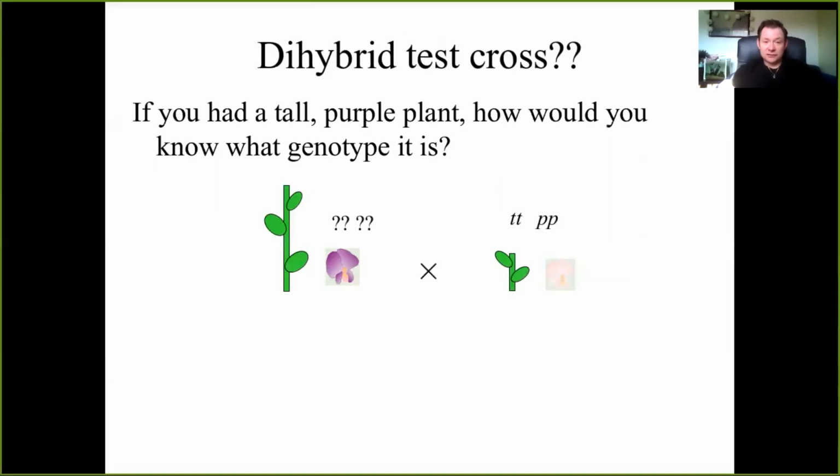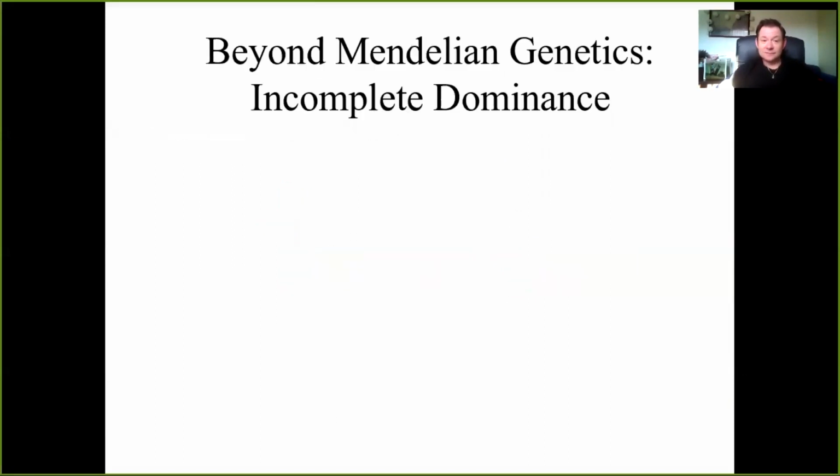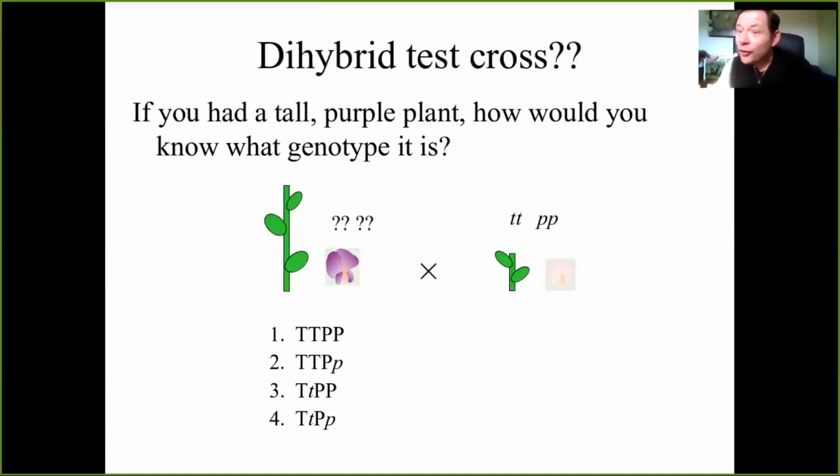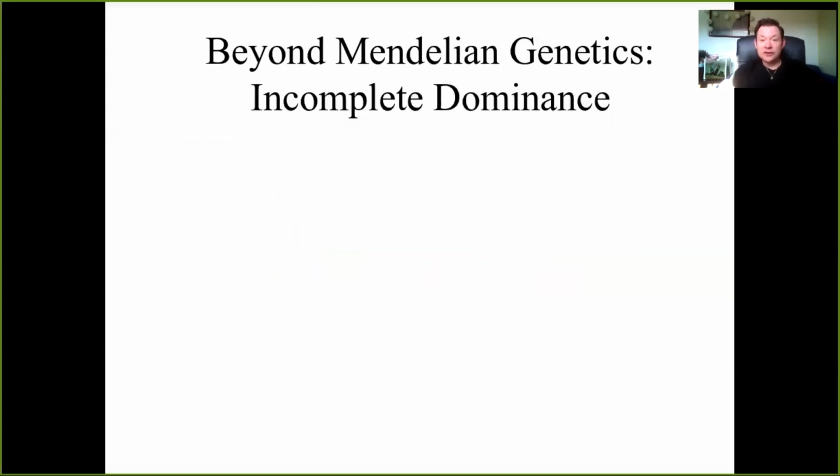Dihybrid test cross. If you had a tall purple plant, how would you know what genotype it is? You cross the organisms and you cross the offspring. You repeat the crosses, you count the phenotypes, and then you can work out the genotype.